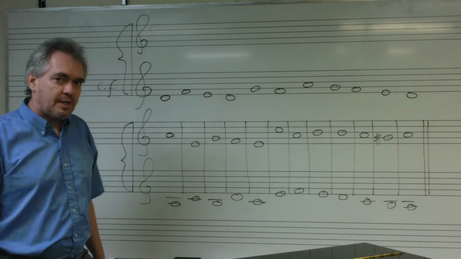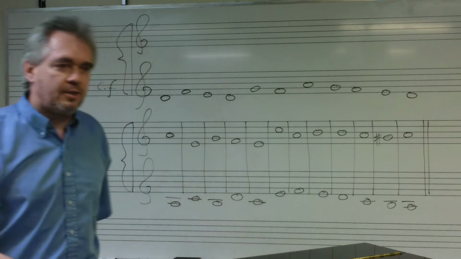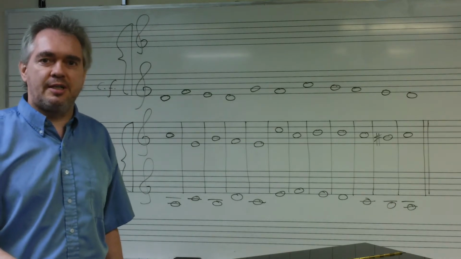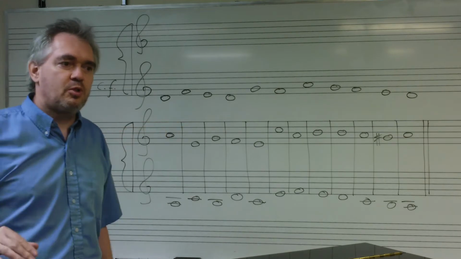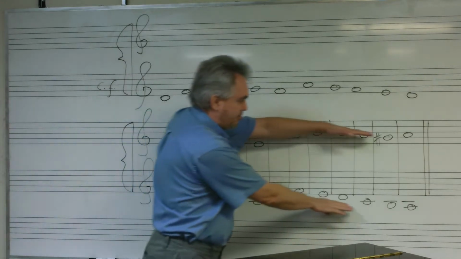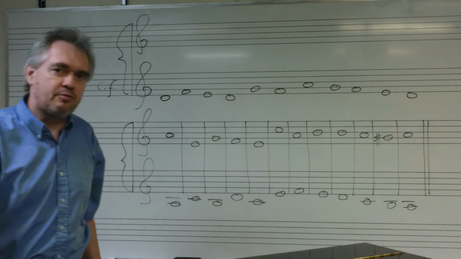Welcome to our lesson on first species counterpoint. When we talk about counterpoint, we talk about the independence of musical lines. That means the horizontal independence of musical lines. In this case, we have two horizontal lines that are relatively independent. That is the definition of counterpoint.